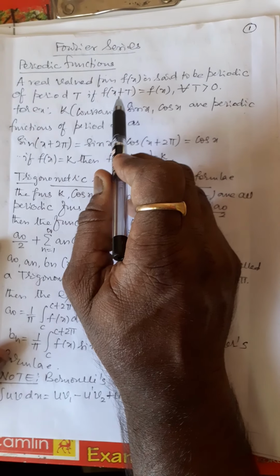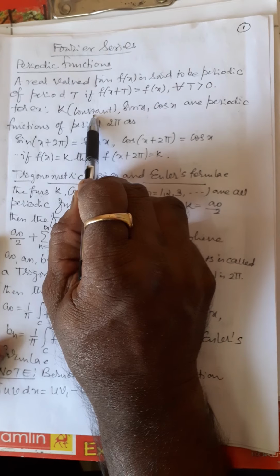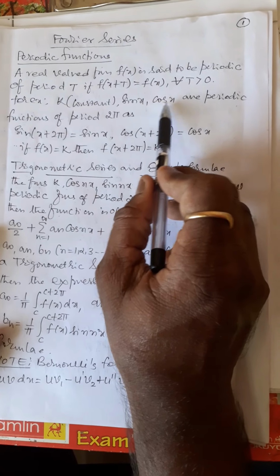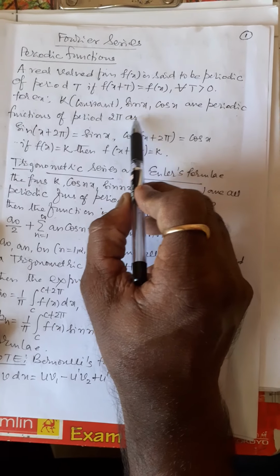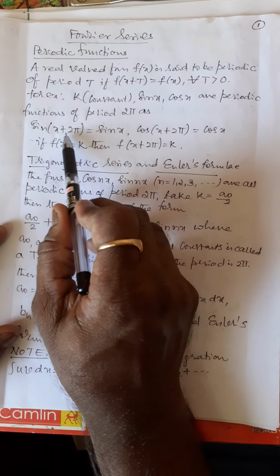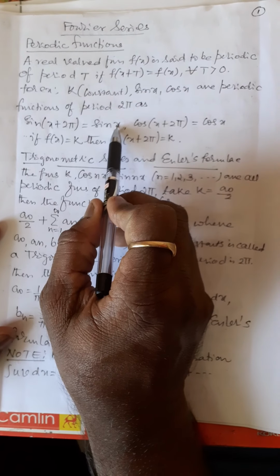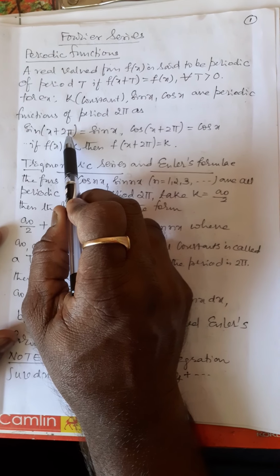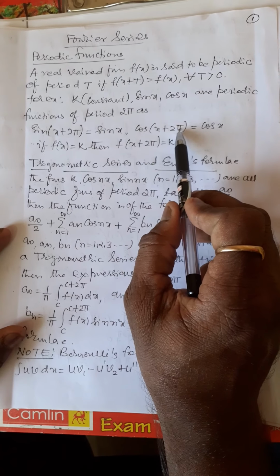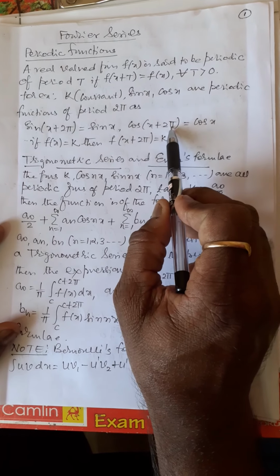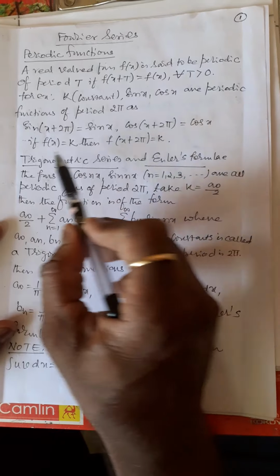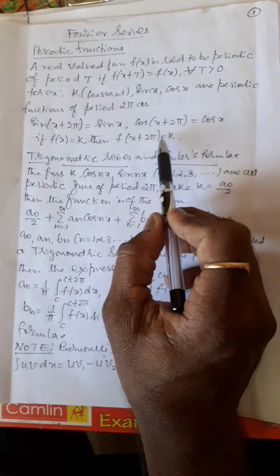T is the period. For example, any constant term k, I mean real valued constant, sin x and cos x are periodic functions, as sin of x plus 2 pi is equal to sin x. Here what is capital T? 2 pi. Here cos of x plus 2 pi is equal to cos x, since 2 pi is equal to T, and the constant term has no change.